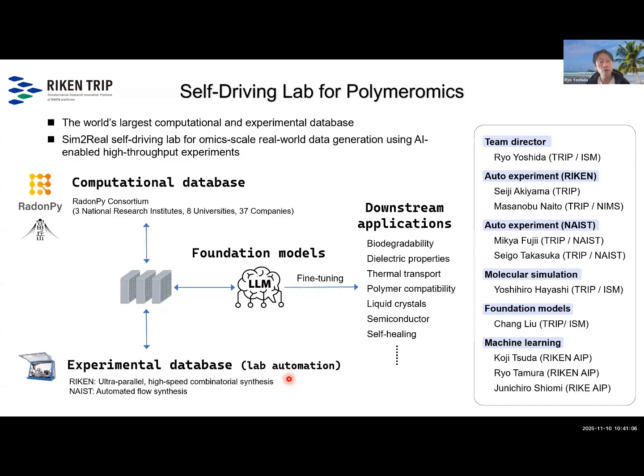We are aiming to generate the world's largest integrated database from automated computer experiments and automated real-world experiments. These two data sets are utilized to generate a foundation model for polymer research. This pre-trained model is fine-tuned to a wide variety of downstream applications at the cutting edge of polymer research.